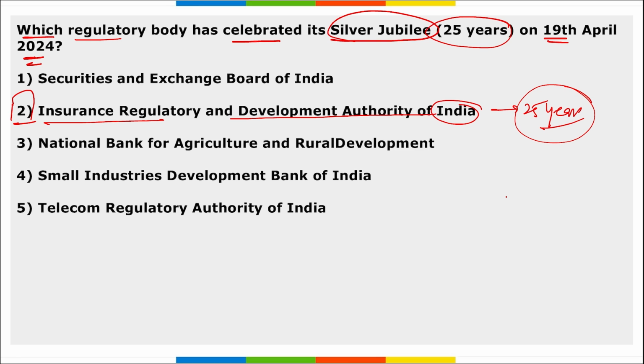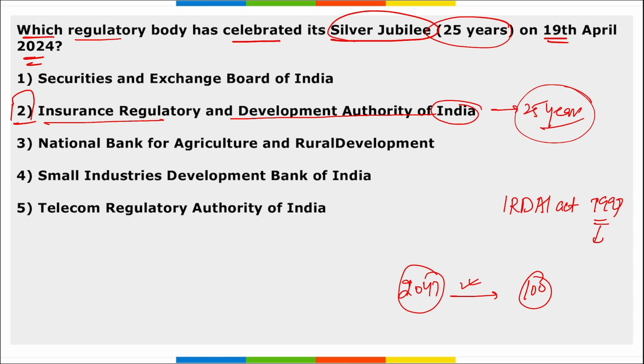IRDAI was formed as a statutory body under the IRDAI Act of 1999, and this body was incorporated on 19th of April 2000. And remember, there is a vision of the Government of India, that is insurance for all by 2047. Why 2047? Because in 2047, 100 years of independence will be achieved by India.